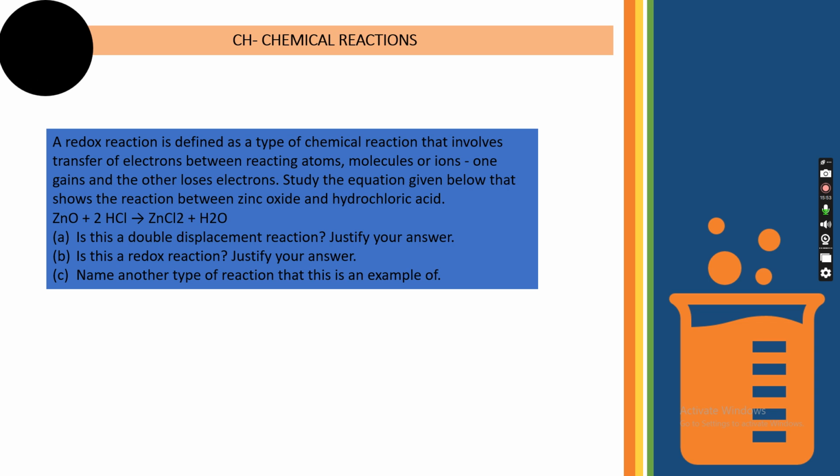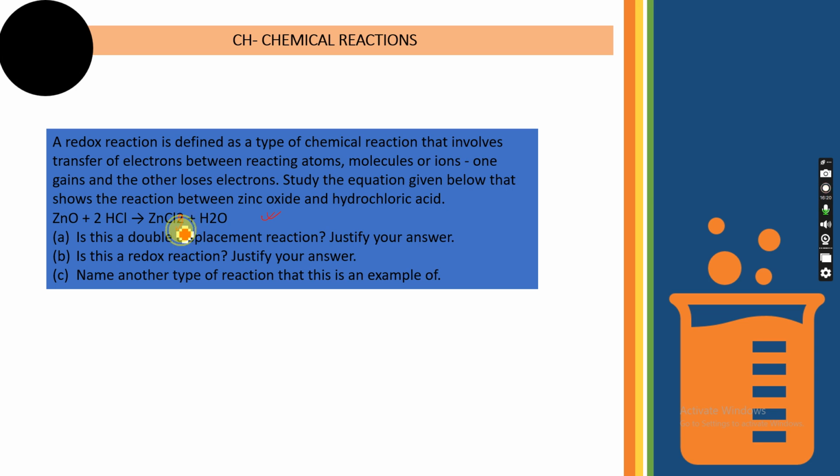Now next question. A redox reaction is defined as a type of chemical reaction that involves transfer of electrons between reacting atoms, molecules or ions. One gains and the other loses electrons. Study the equation given below that shows the reaction between zinc oxide and hydrochloric acid. Okay, so this is the reaction given: ZnO plus 2HCl gives ZnCl2 plus H2O.